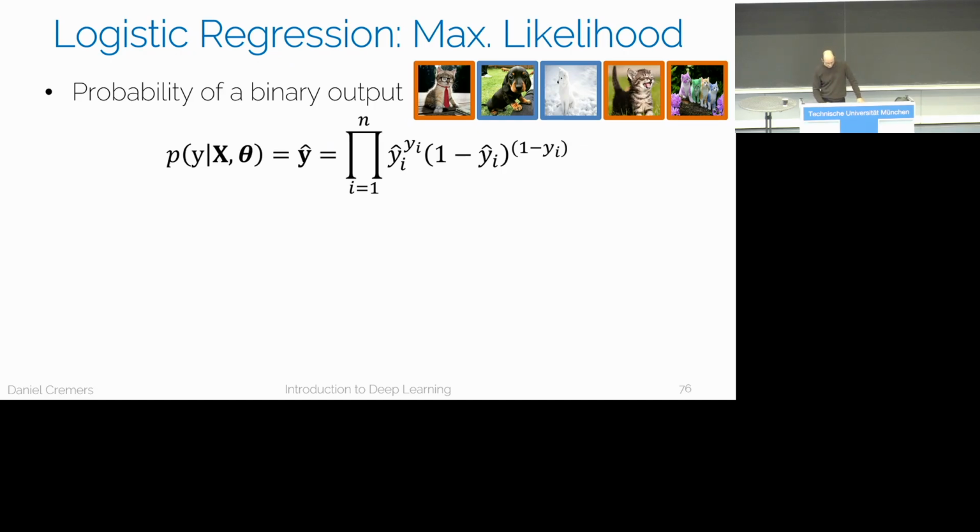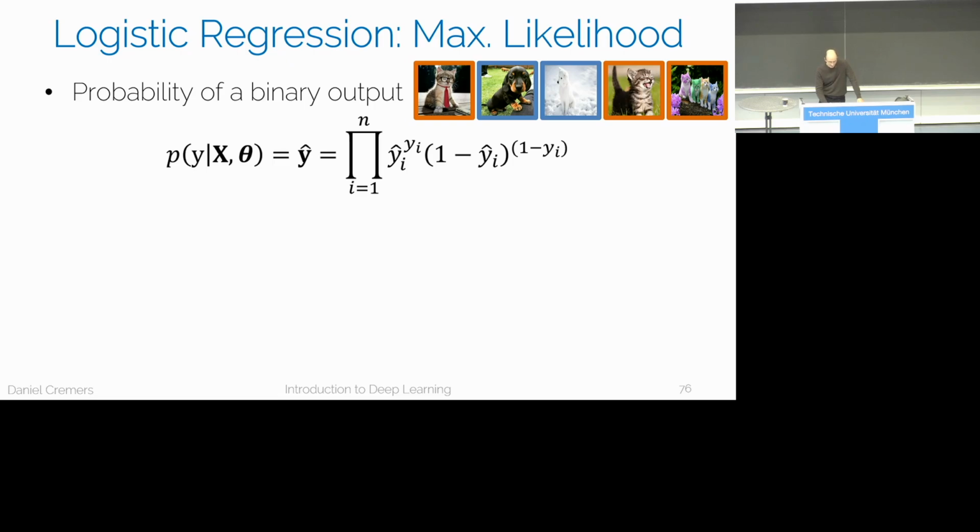And then we get this probability. Why do we get this probability? First of all, again, we have the IID assumption. We assume that these images are sampled independently from the same distribution. So we have a product over all our conditional probabilities. And then why does it look this way?